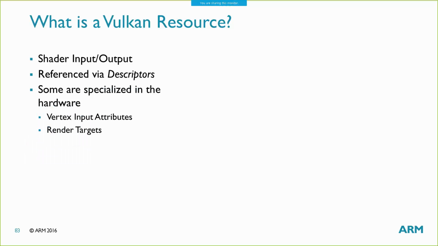So resources, from a very high level, are really just the input and output data from a shader. Most of them, in our case, are in memory. Some of them have special little side paths, which we'll talk about very briefly here, since I think they've been covered in some of the other talks pretty extensively. And in Vulkan, these shader inputs and outputs are referenced via something that we call descriptors. I'll go into that shortly.